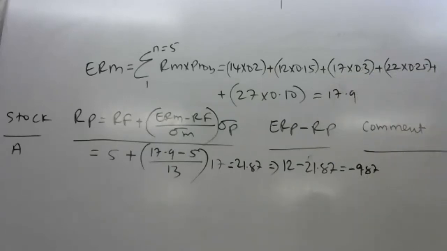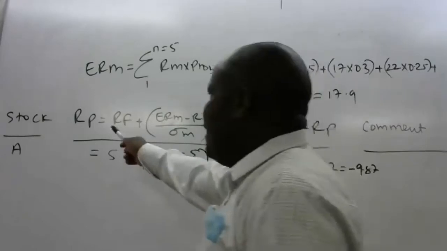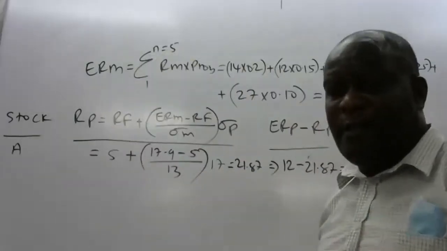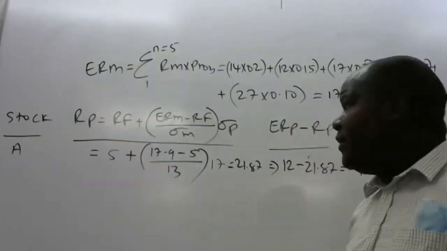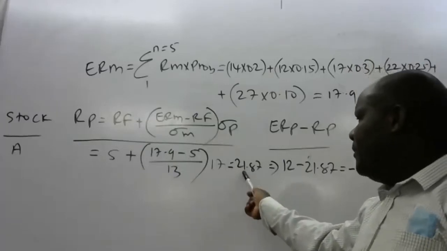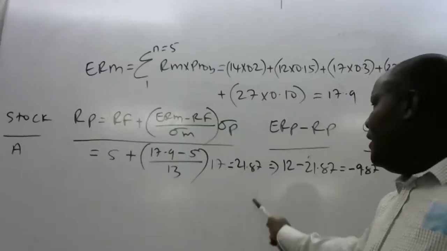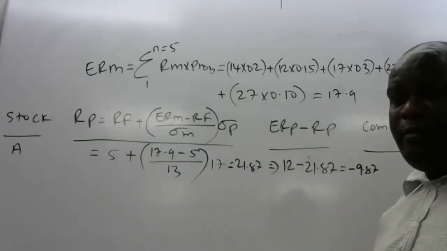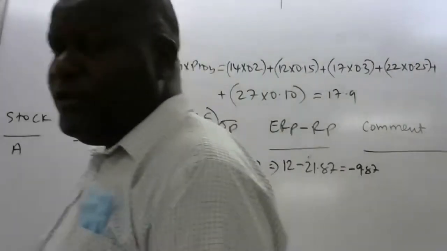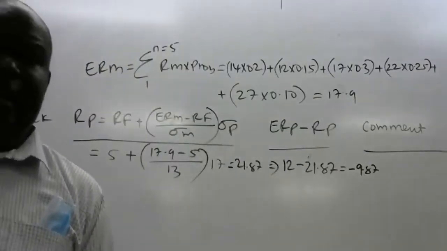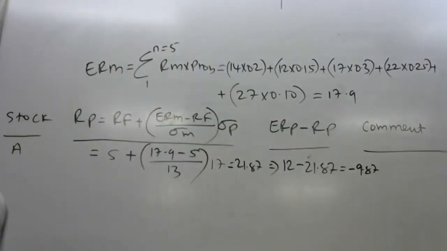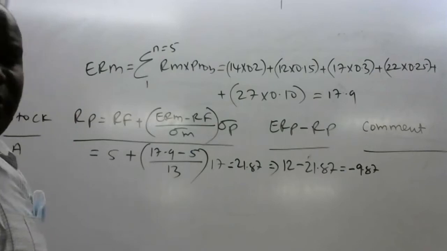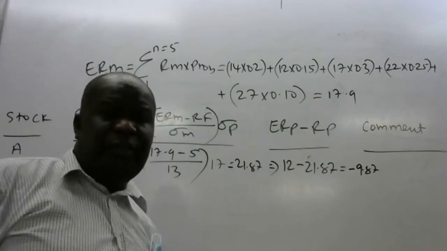9.87. So this return of the portfolio is the benchmark or the market. So the market is promising 21.87, but we shall be getting 12. So it has given you a negative, which will mean that that particular stock is inefficient.